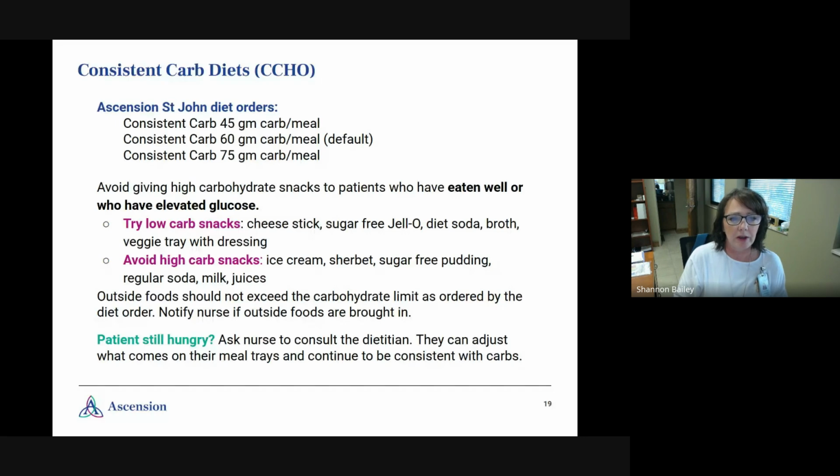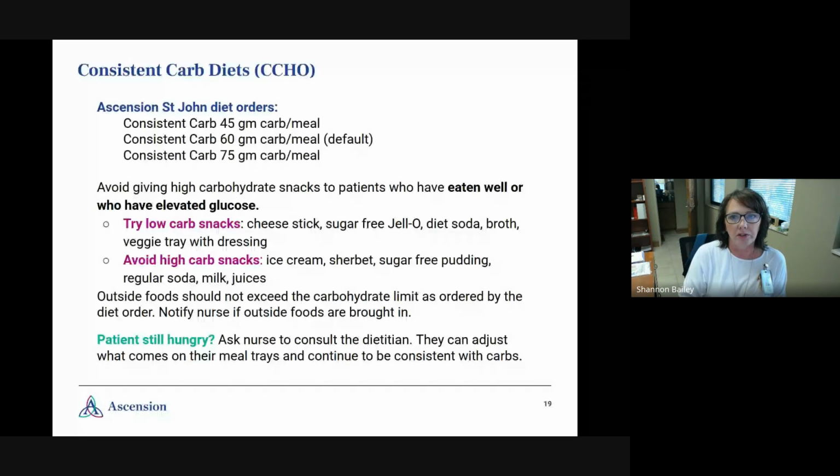So consistent carbohydrates. I'm sure you're aware that we have 3 consistent carbohydrate meal orders within Cerner. We've got a 45 gram per meal, a 60 gram, and a 75 gram. The 60 is the default. So if the doctor doesn't choose the 45 or 75, they're going to get the 60 grams per meal.